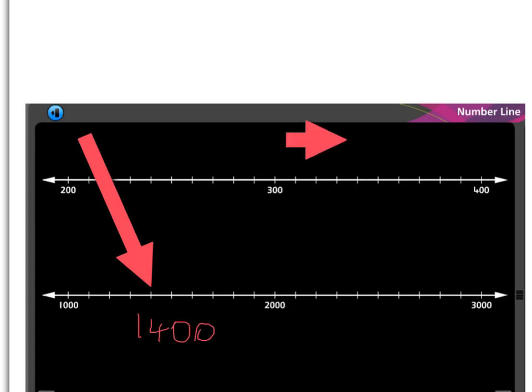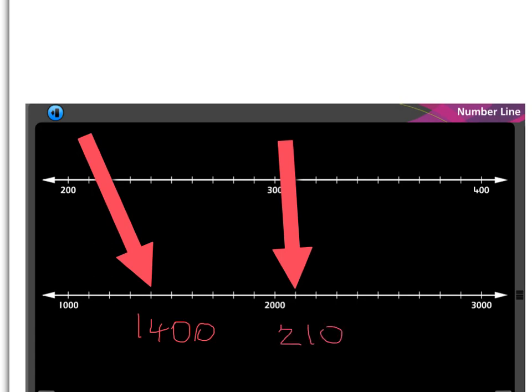Let's do this one here. So I've got 2,000 here and 3,000 here. So we're going up by hundreds though. 2,000 and 100. So that number there is 2,100.